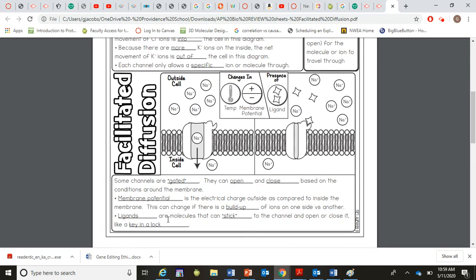So ligands are molecules that can stick to the channel and open or close it like a key in a lock. Again, the ligand could represent the security badge regulating who can go in and out at what times. Your security badges are deactivated at different times of the day, so you can open and close it at different times. That's the function of a ligand: to regulate when these molecules can go in and out. So why does that apply to cells?